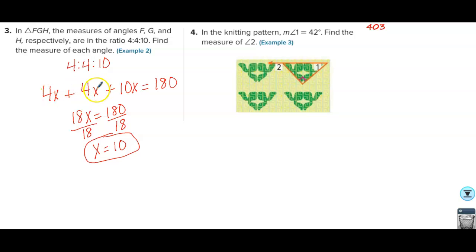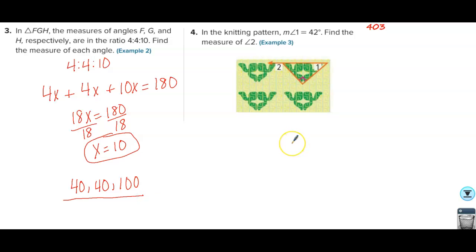The first 2 angles are 4 times 10, so that would be 40. So we have 2 angles of 40 degrees, and the last angle is 10 times x, or 10 times 10, which would be 100 degrees. You can check yourself to make sure that these add up to 180 degrees, and they do. So I feel pretty good about this as our solution.